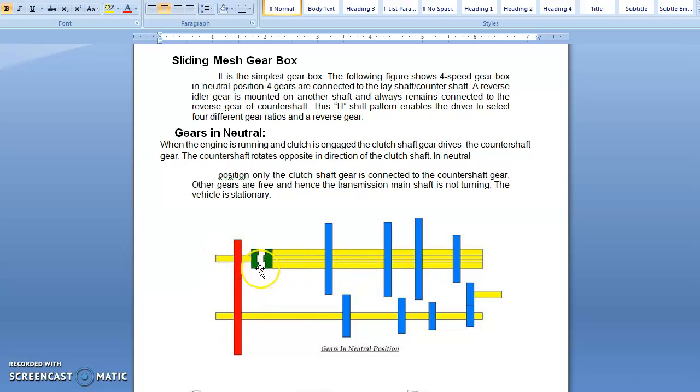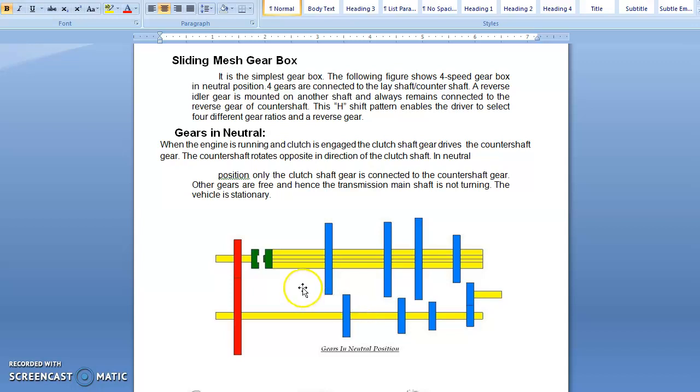The relation between these shafts is that the clutch shaft and the counter shaft are constantly meshed. That means whenever the clutch shaft rotates, the counter shaft also rotates. But the main shaft or transmission shaft and the counter shaft are slidingly meshed. What does that mean? Whenever the driver selects a particular gear of the main shaft to engage with a gear of the counter shaft, only then does the main shaft rotate.